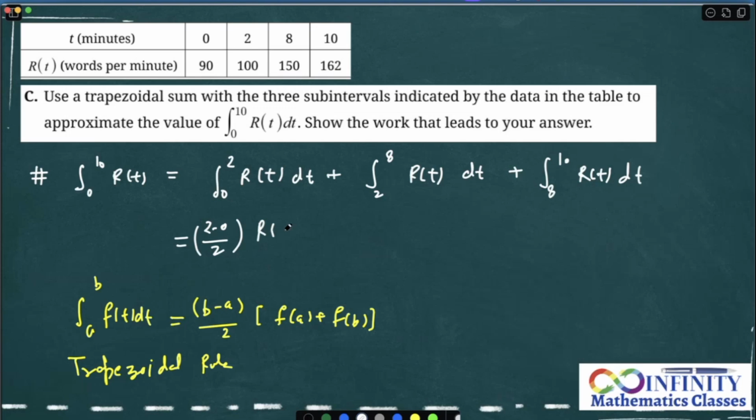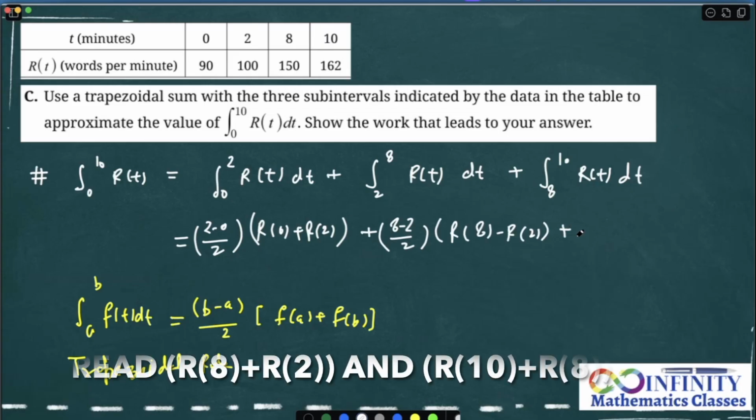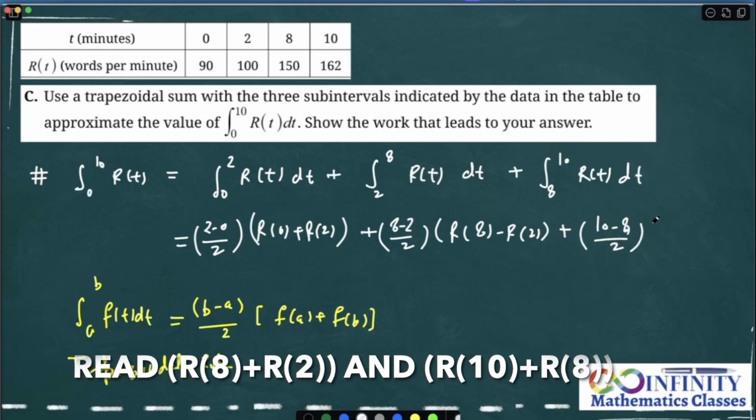Tell me the value of R(0) plus R(2). R(0) and R(2) are given to you. Similarly, you have 8 minus 2 by 2. You need to apply the value R(8) minus R(2). And for the last one, it is 10 minus 8 divided by 2. This is going to be R(10) minus R(8). Any doubt?